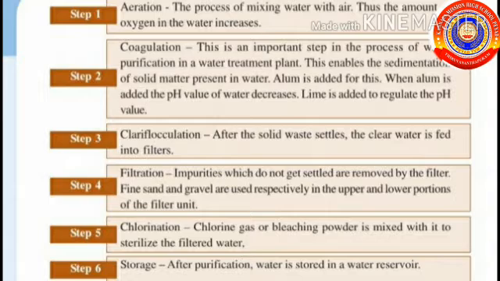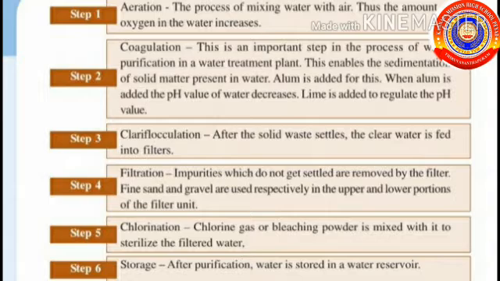Then the third step is clarification. After the solid waste settles, the clear water is fed into filters. The fourth step is the filtration. Here the impurities which do not get settled are removed by the filter. Fine sand and gravel are used respectively in the upper and lower portions of the filter unit.